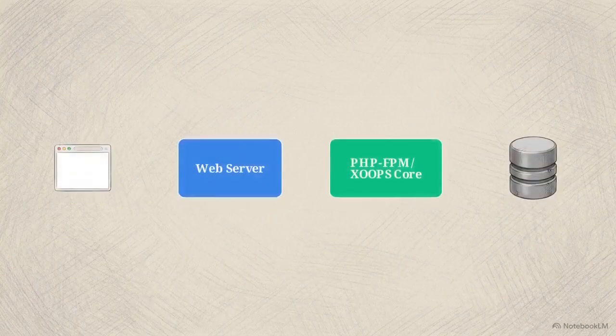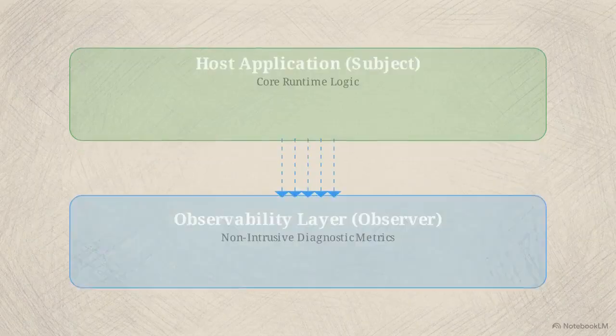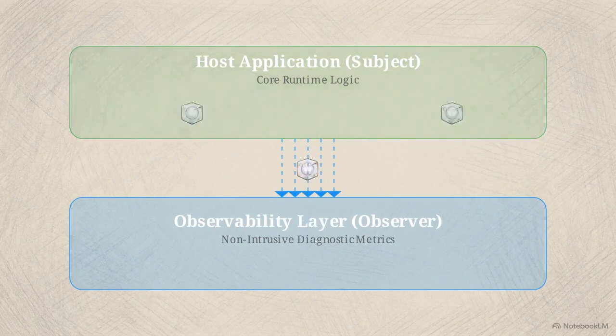To understand the solution, we have to look at the standard web server stack. An incoming browser request passes through the web server, hits PHP FPM and the XOOPS core, and finally queries a MySQL database. XOOPS DebugBar 1.3 addresses the risks of the stack by employing a strict, capability-based observer pattern. This architecture extracts deep diagnostic metrics without ever modifying the host application's core runtime logic.